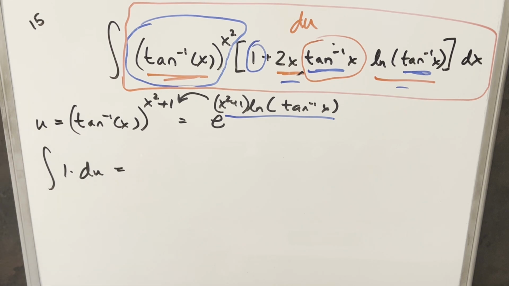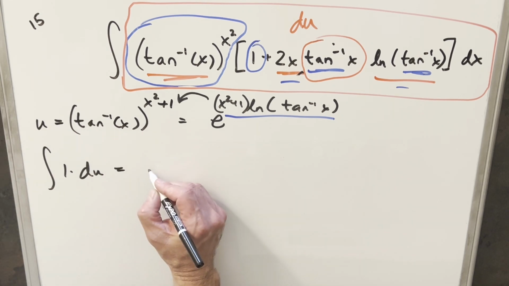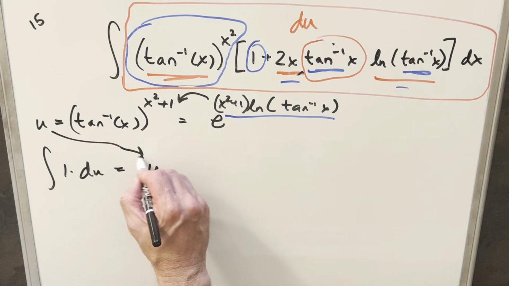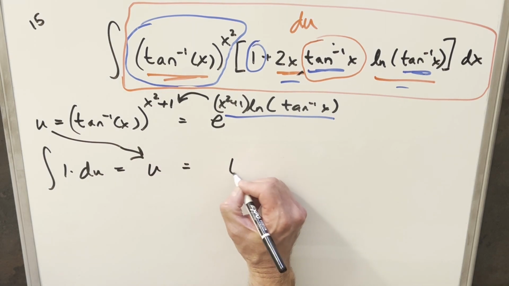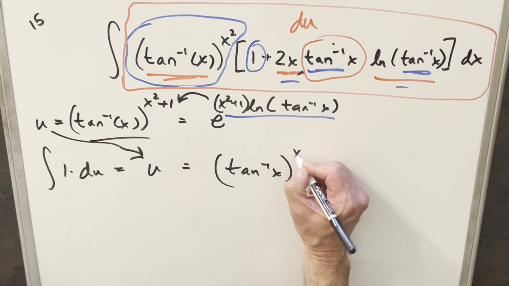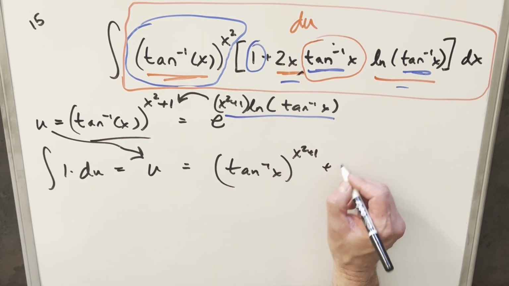So now we can just go ahead and integrate this thing. Integrating 1, this is just going to give me u. So all we need to do here is just back substitute in order to finish it off. So for my final solution of this, we just get this, which is arctan of x to the x squared plus 1, add a plus c, and that's it.